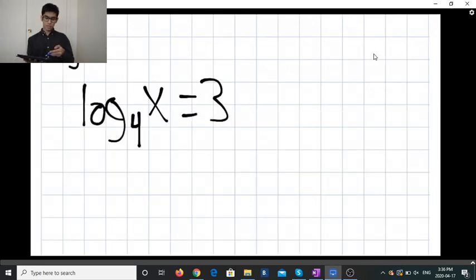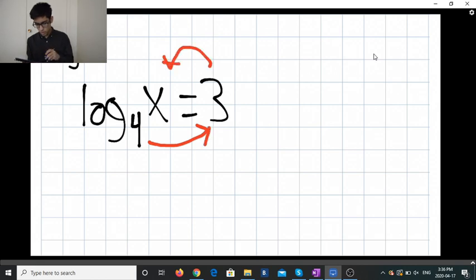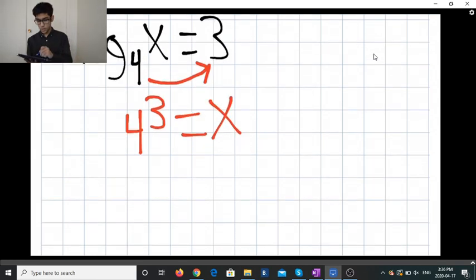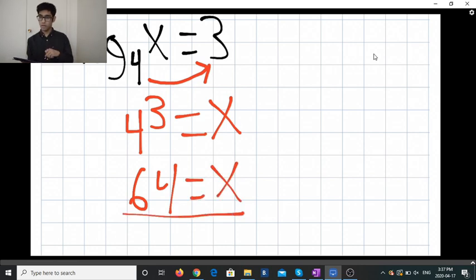So here we go. We have a problem here: log base 4 of x is equal to 3. We want to write this in exponential notation. If you want to use that circle trick that I showed you, it goes in sort of a circle. So we can write this as 4 to the power of 3 is equal to x. That's all you have to do to solve this problem. Now 4 to the power of 3 is 64. So 64 is equal to x. There we go.